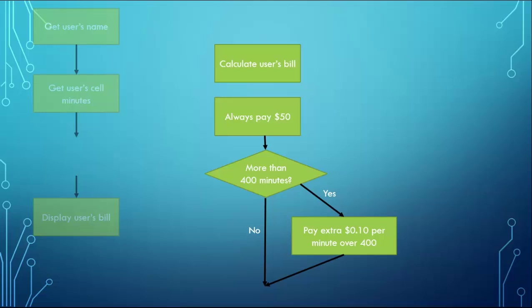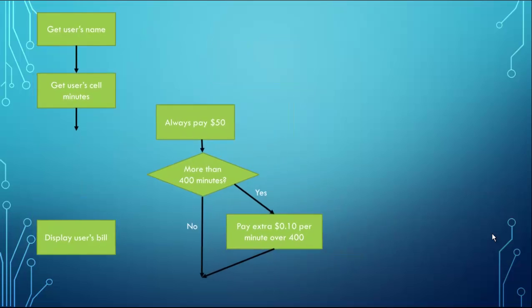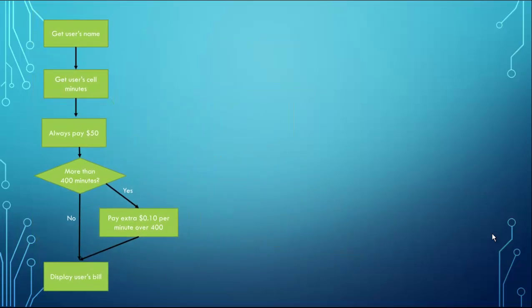At more than 400 minutes, the answer is yes, they did spend more than 400 minutes, and so we do an extra calculation. Or the answer is no, and we skip that calculation entirely. And then we'll take this new, more complicated part of our flowchart and put it back in our original plan. So we get the user's name, get their cell phone minutes, they'll always pay $50, but then we ask a question. Did they talk more than 400 minutes? If yes, then we'll add 10 cents per minute over the 400 to that cost. Either way, then we display the user's bill.